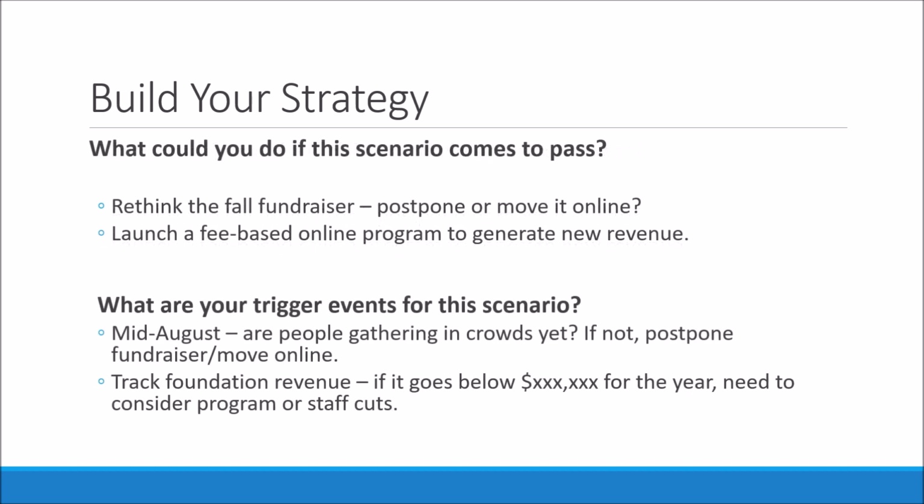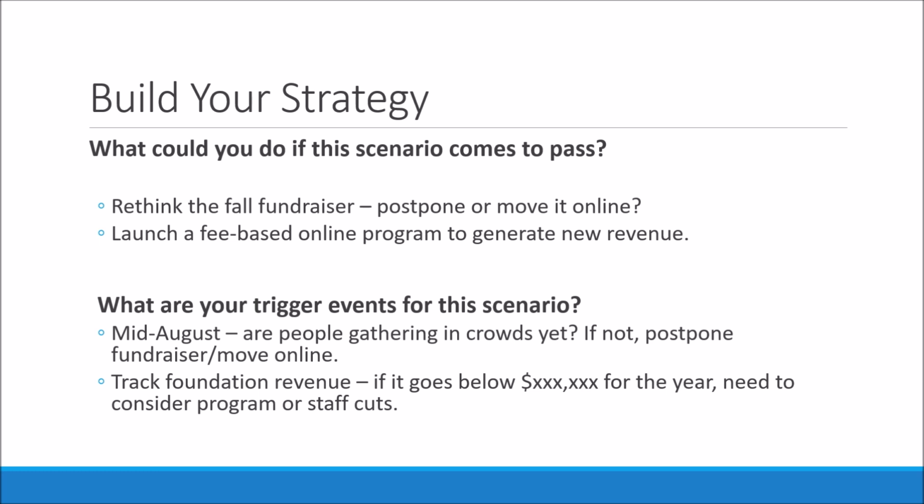And then this is when you bring your trigger events back in. So you've got your trigger events for this scenario. Might be, are people gathering in crowds yet? So you might set a date of, say, like, we've got to look at what's happening in mid-August. And if people still aren't gathering in crowds, then we've got to figure out what to do about the November fundraiser. You can set financial targets.